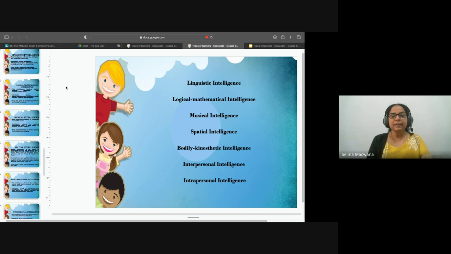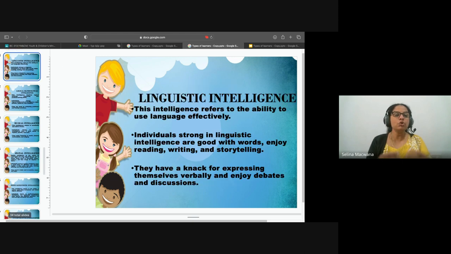Now we look at linguistic intelligence. This intelligence refers to the ability to use language effectively. People who are strong in linguistic intelligence are good with words. They enjoy reading, writing, storytelling, script writing, and acting out, because it has to do with words. They have a knack for expressing themselves verbally, and they enjoy debates and discussions.